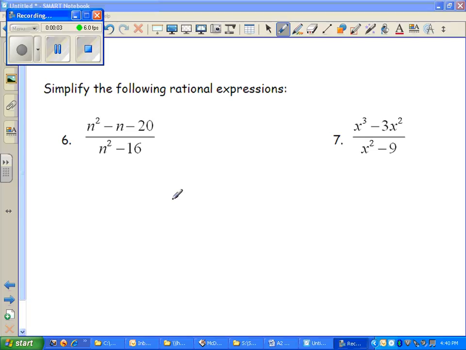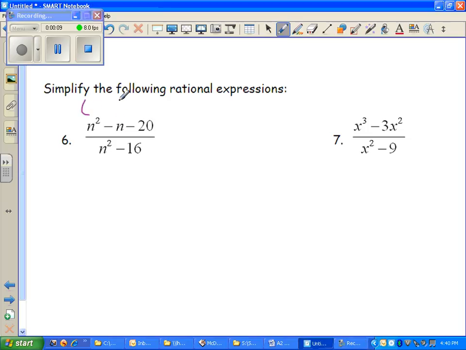For numbers 6 and 7, to simplify, you need to factor the top and the bottom and reduce whenever possible. So factoring on the numerator for number 6, I'm going to have n and n. I need factors of negative 20. Since it's a negative, they need to be opposite signs, like negative 4 and 5, negative 5 and 4. When I combine these, I need a negative 1. So I need the negative 5 and positive 4, so n minus 5 and n plus 4 for the numerator.